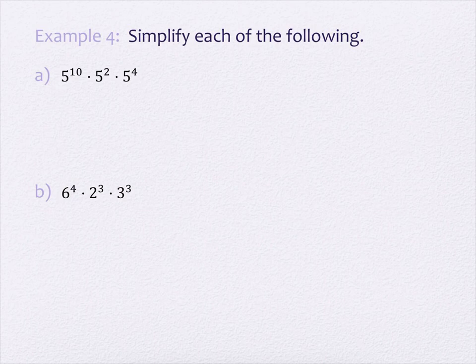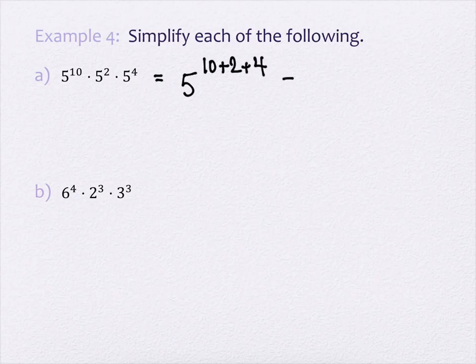There's 3 of them, but besides the fact that there's 3 of them, it looks like problem 1 with just an extra value on the end. And it works the same way. So we take that 5 and we add the exponents together. So 5 to the power 10 plus 2 plus 4, and 10 plus 2 plus 4 is 16.